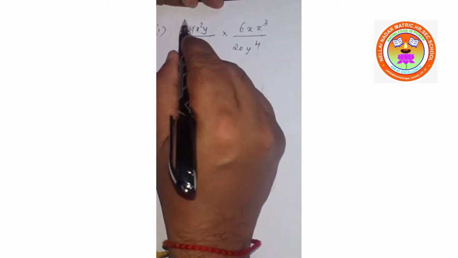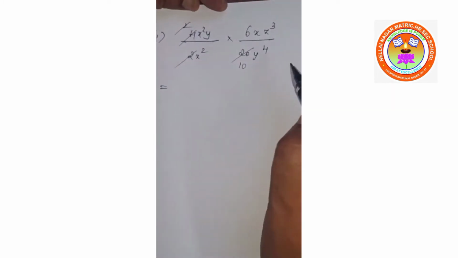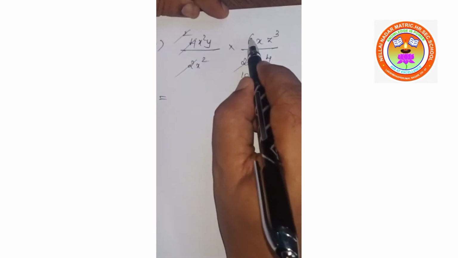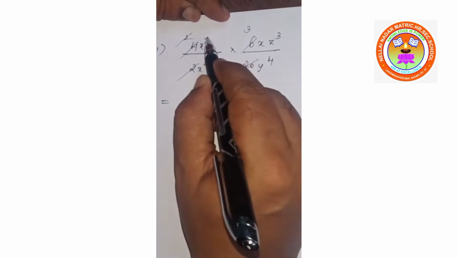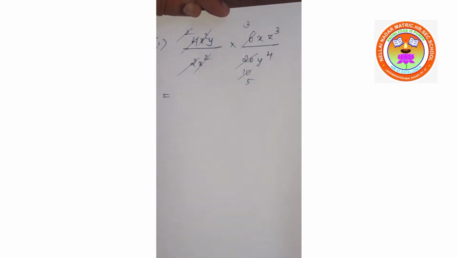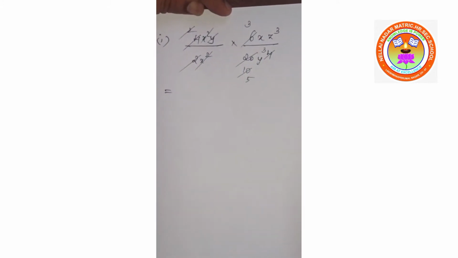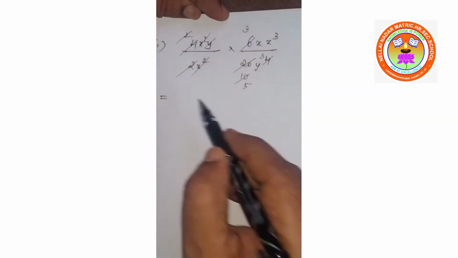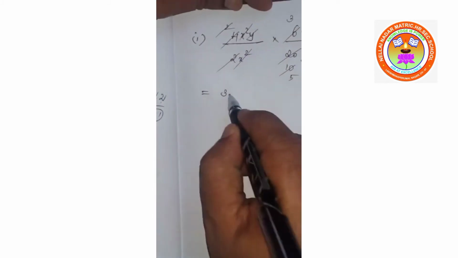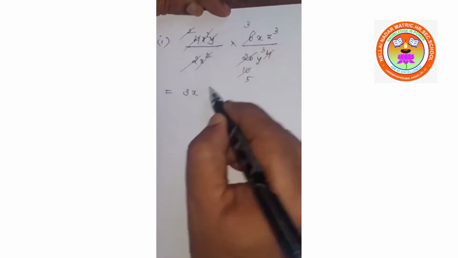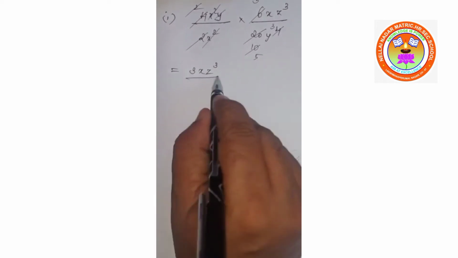Divide by 2 table 2 times. Divide by 2 table 10 times. 6 and 10 we can cancel by 2 table. How many times? 3 times, 5 times. Then x squared cancelled. 1y gets cancelled, so 4 becomes 3. That's all. So after cancelling, the left out terms: 3 x z power 5, z power 3, 5y cube in the denominator.